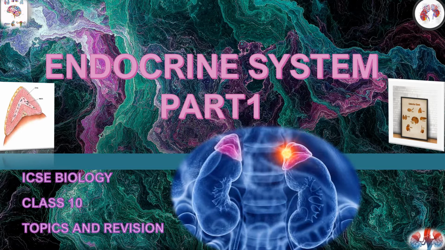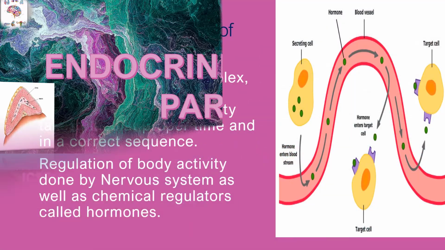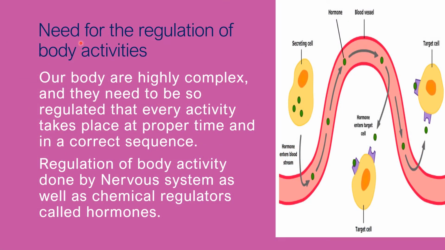Today we are discussing the endocrine system, part 1. What is the need for the regulation of body activities? Do you know that our body is highly complex, and it needs to be so regulated that every activity takes place at the proper time and in a correct sequence? Yes, all the activities should be at the proper time and in a correct sequence.